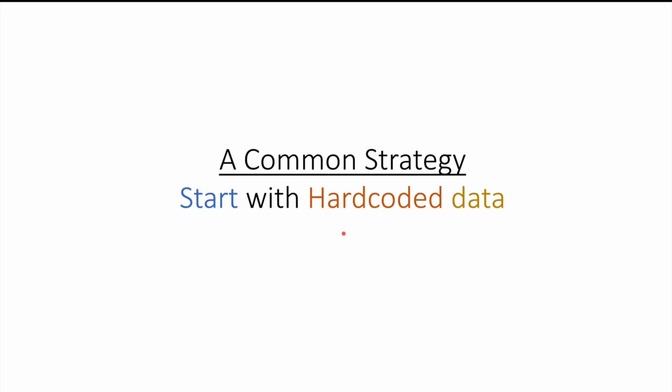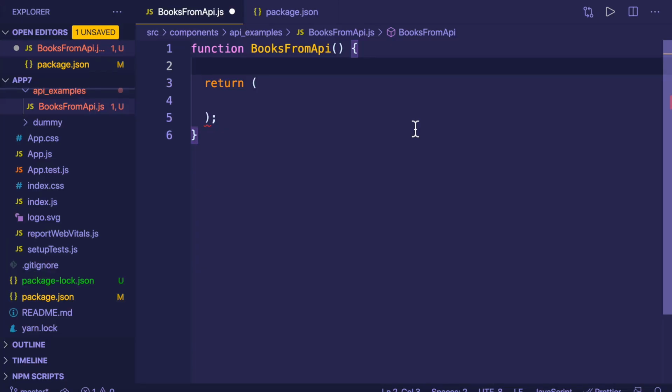Let me quickly point out a common strategy that developers use when they have to build a React component that gets its data from an API. Very often we start off with hard-coded data, and we write our JSX using the hard-coded data. And once our UI is looking good using the hard-coded data, we then write code to interact with the API and to get the actual data. So let's try that.